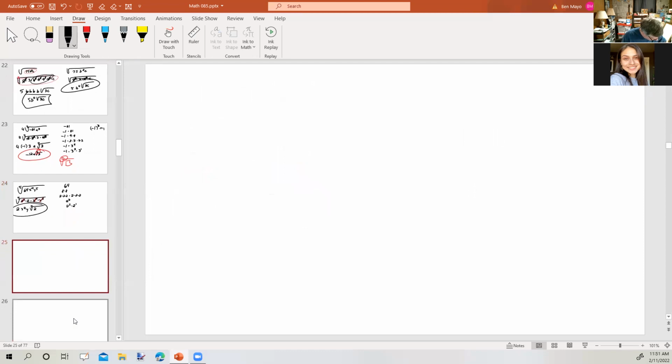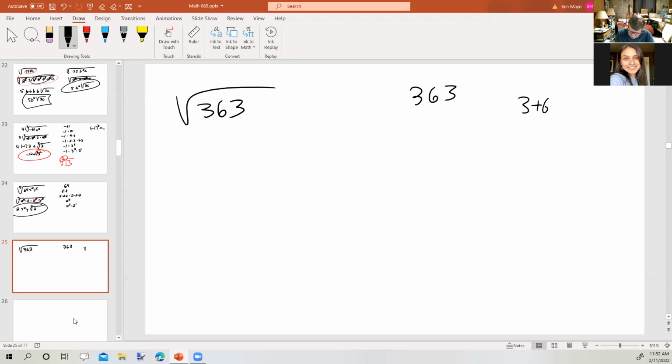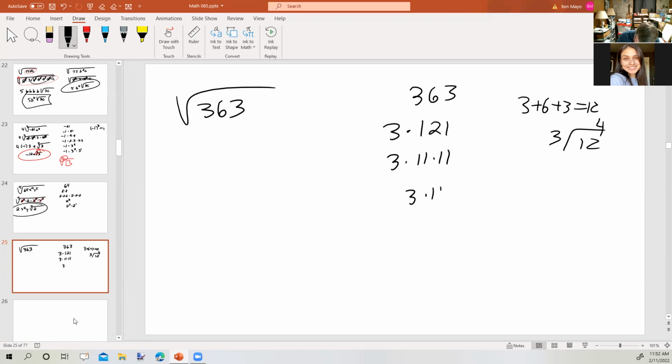Simplify each radical expression. All variables represent positive real numbers again. The square root of 363. Okay, let's see, 363. Remember the rule to tell whether 3 goes into a number? If you add up the individual digits of the number, so 3 plus 6 is 9, plus 3 is 12. If 3 goes evenly into the sum of the digits, 3 goes into the actual number. So this is going to be 3 times what? 121. Okay. And 121 is 11 squared. So I've got 3 times 11 squared.